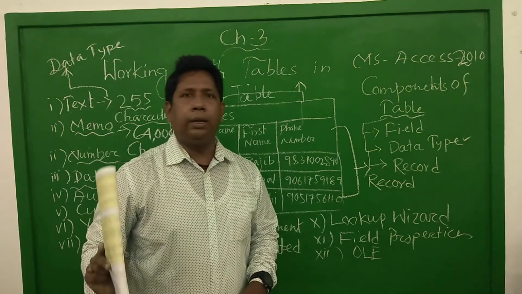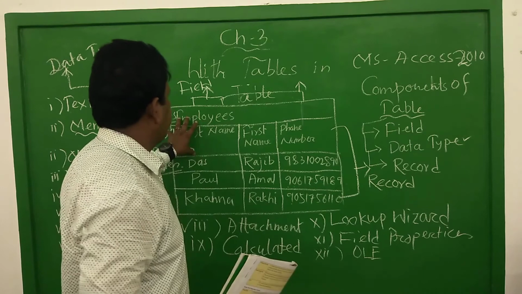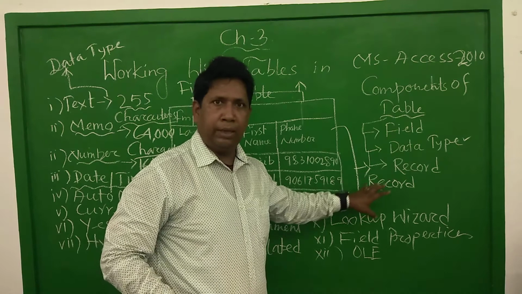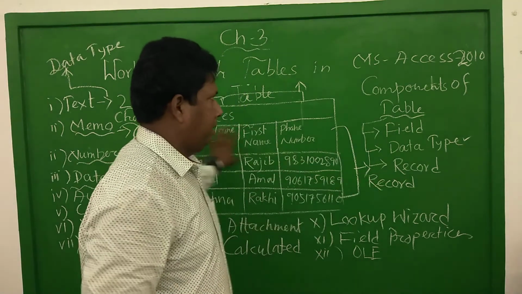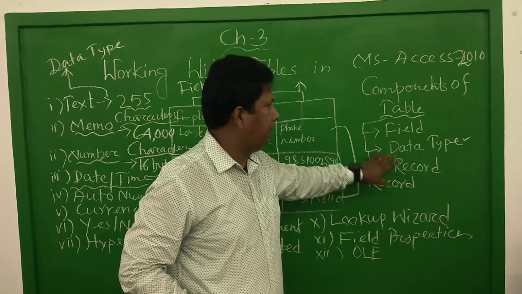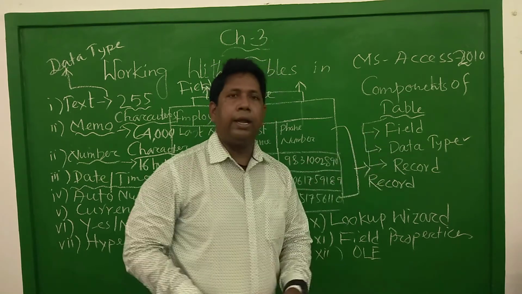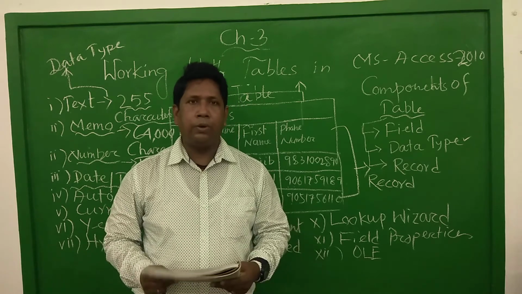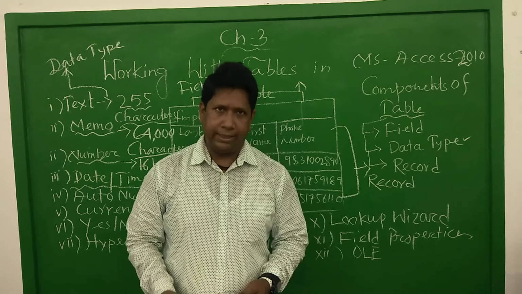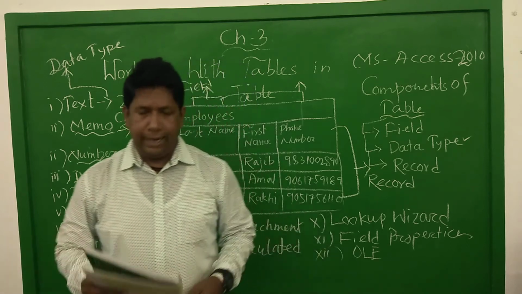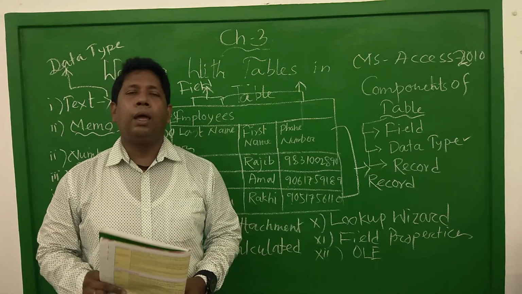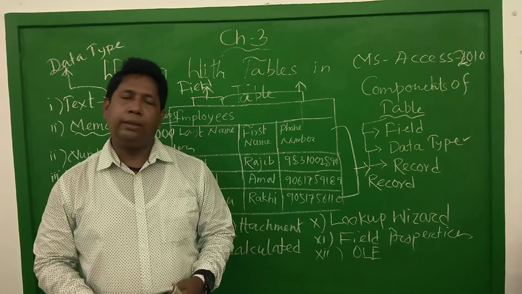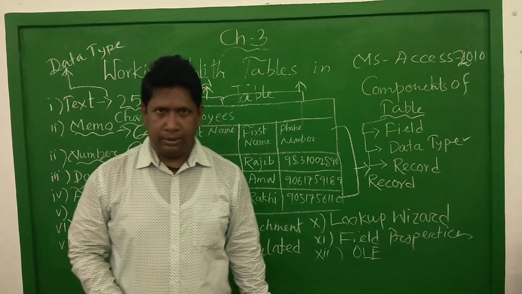Now it's a little bit clearer about the table section in MS Access, where you can add data by using a table and the components of a table: field, data type and record. Next day I will explain much more about MS Access: how to create a table, how to produce a table and how to save the table in the database. Thank you for today.